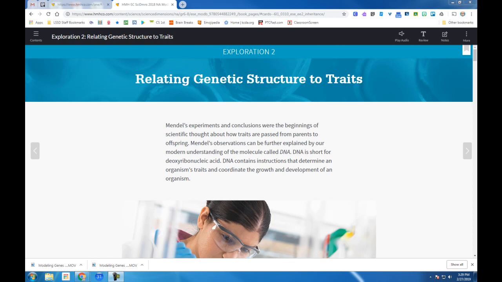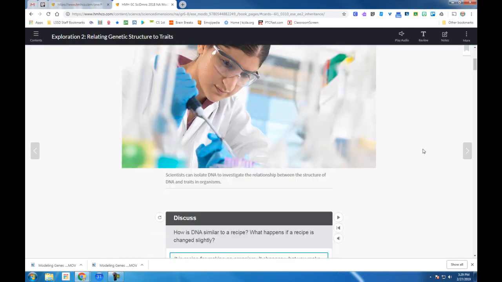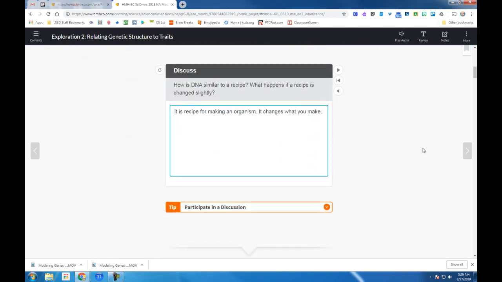All right, HMH Unit 3, Lesson 1, Exploration 2. This leads into the Modeling Genes Lab as well. So we start Exploration 2 off with some text and a question. How is DNA similar to a recipe? A great time to refer back to our DNA model to help out here.